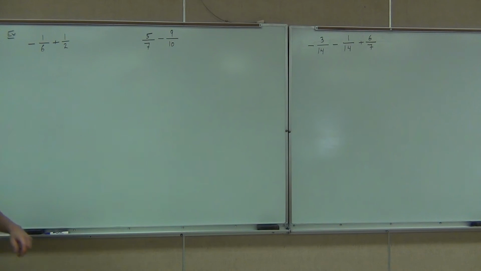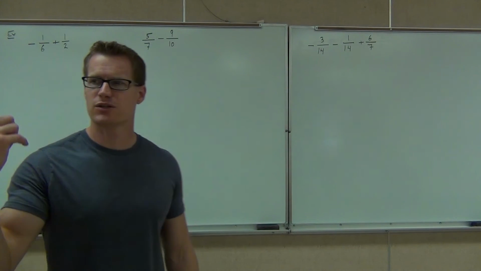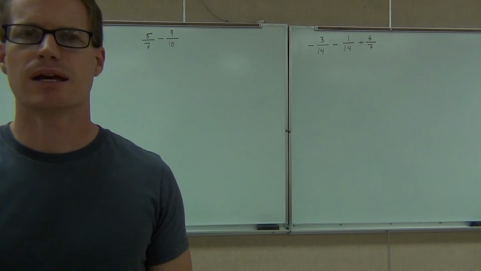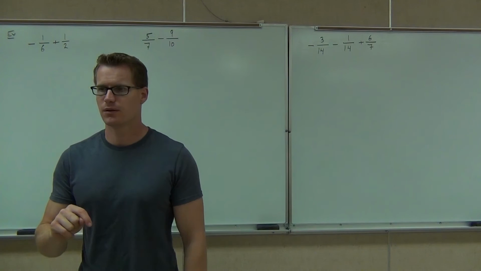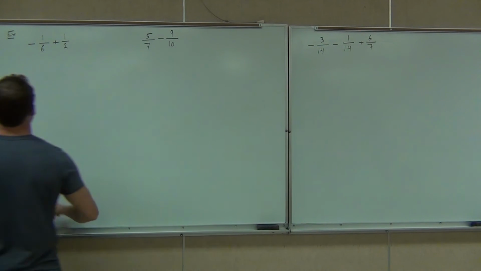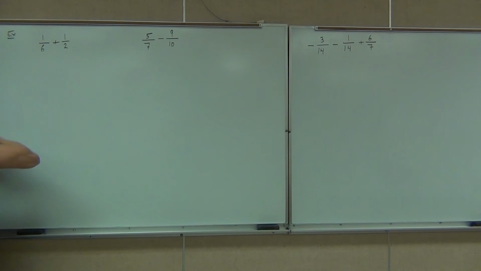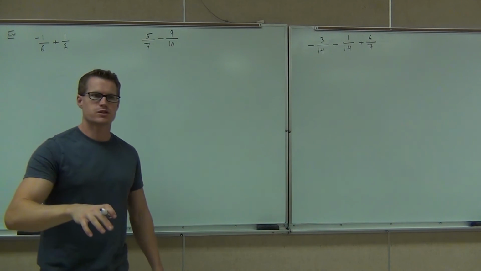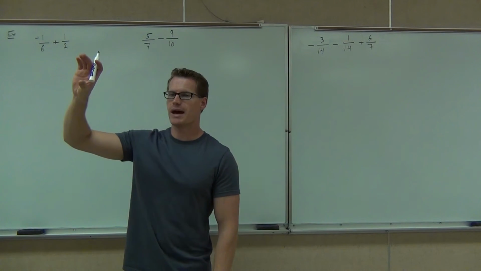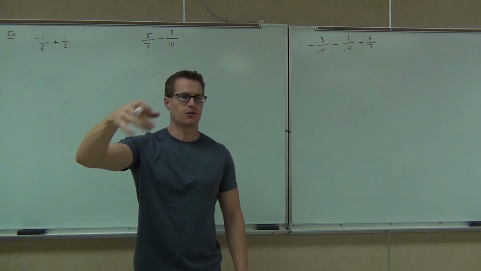Okay, so let's look at number 1. We got negative 1/6 plus 1/2. There's one thing I told you to do with that negative. What did y'all do with that negative? I hope you put it on top. Yes, put it on top. That allows you in the next few steps to keep that negative on the numerator. That way when you add or subtract it, it's easier. It's not up front, you have to worry about it.